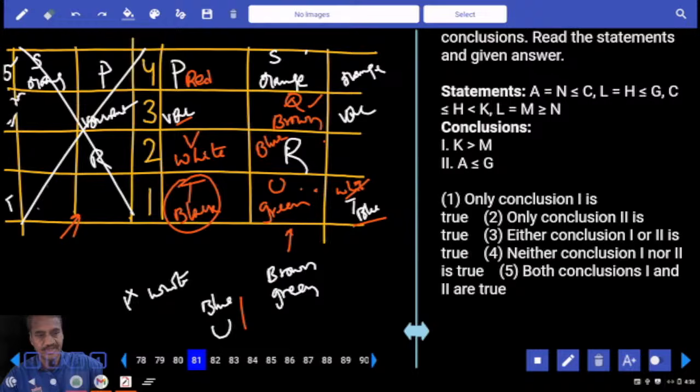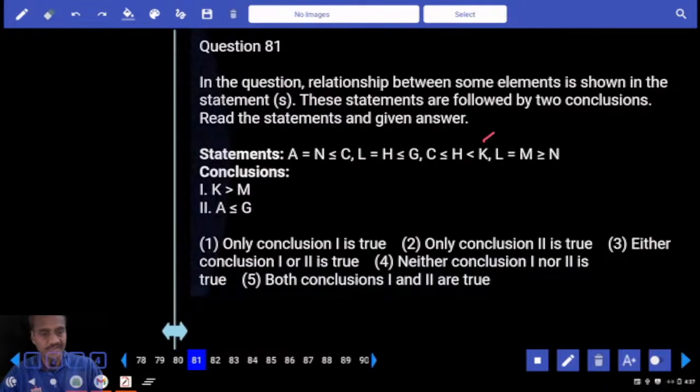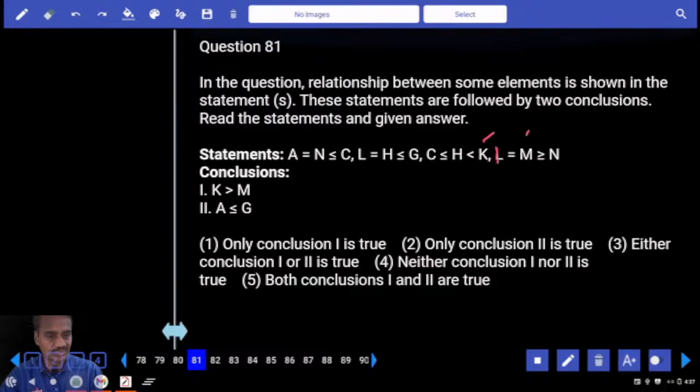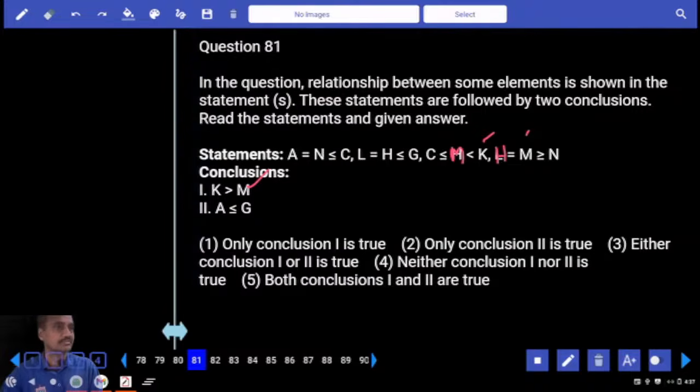between K and M. K is here, M is here. Now the relation between K and M. Which element is common? The common element is L. L equals H, so L will be here. And H equals M, so M is here. Then M is less than K, which means K is greater than. Then K is greater than A and G.